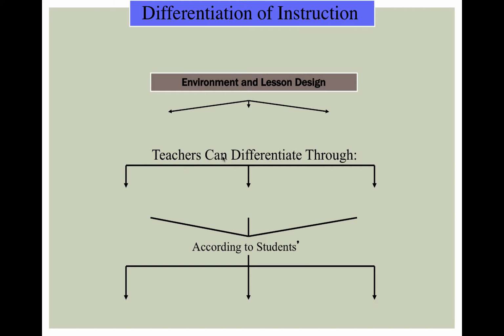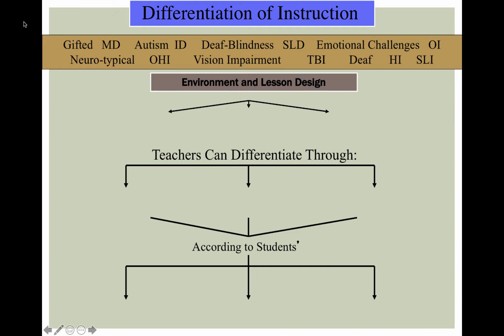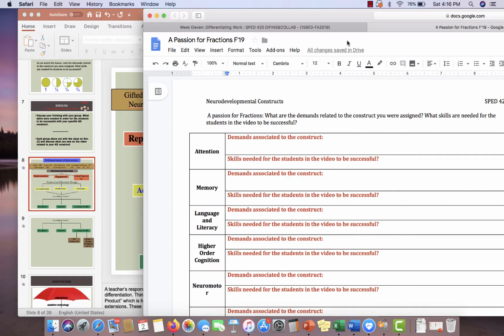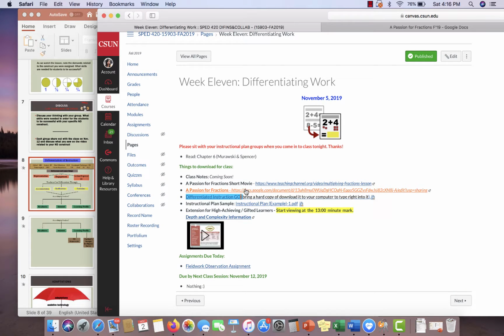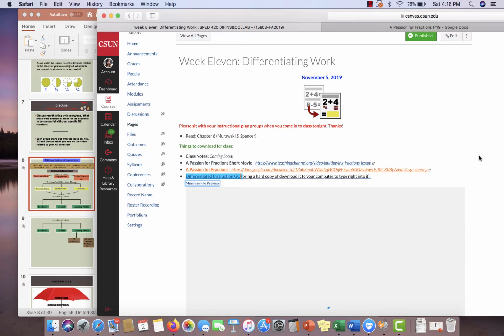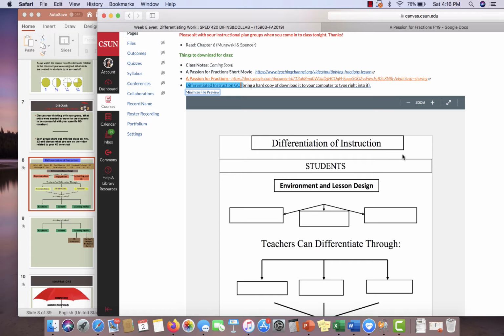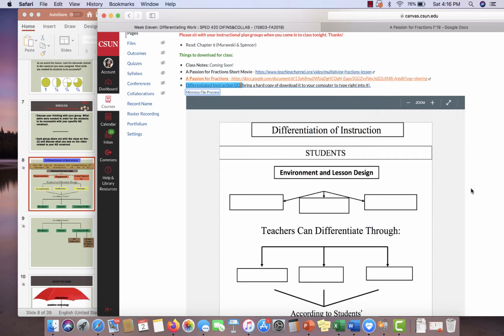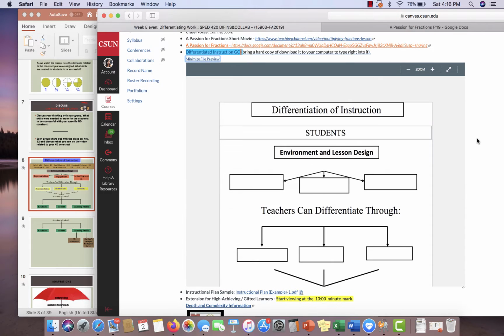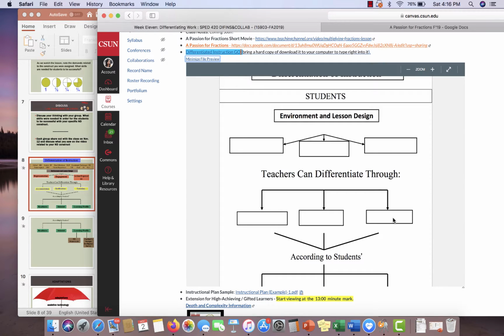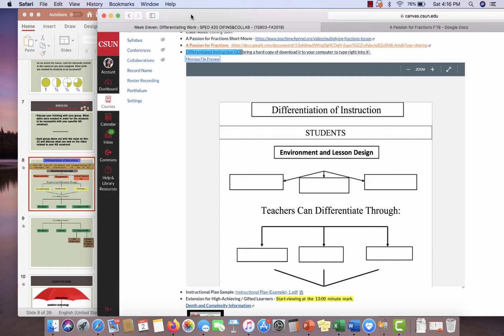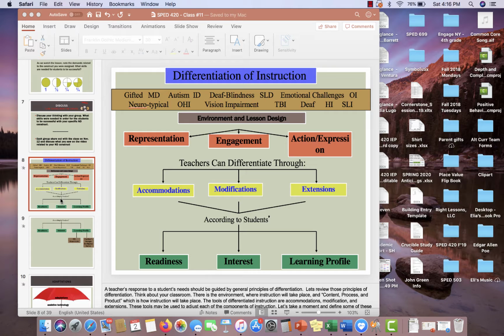Next, this is the differentiation of instruction graphic organizer, and that can also be located on Canvas under week 11. Right here, differentiated instruction graphic organizer. You are more than welcome to print it out, or I created it so you can write into this. It helps you figure out where everything fits. So if you could either pause this recording so you can get this graphic organizer out, that'd be great, because we're going to fill it out right now.